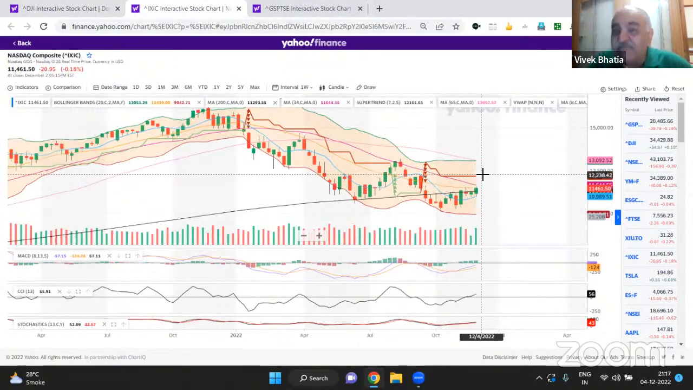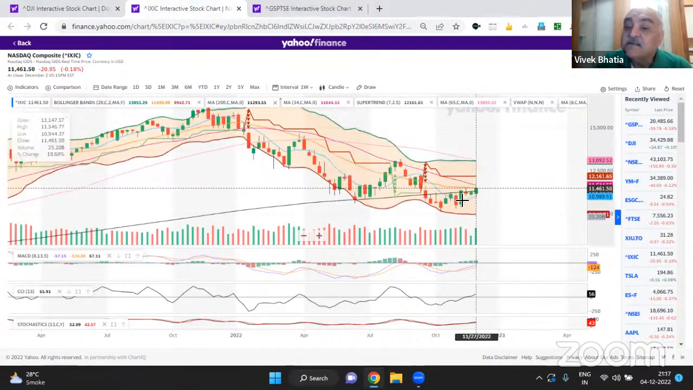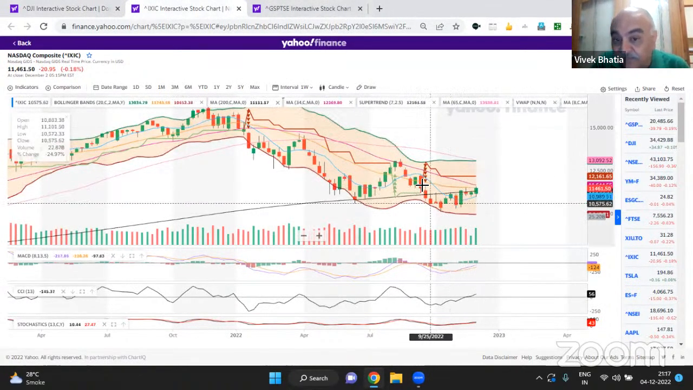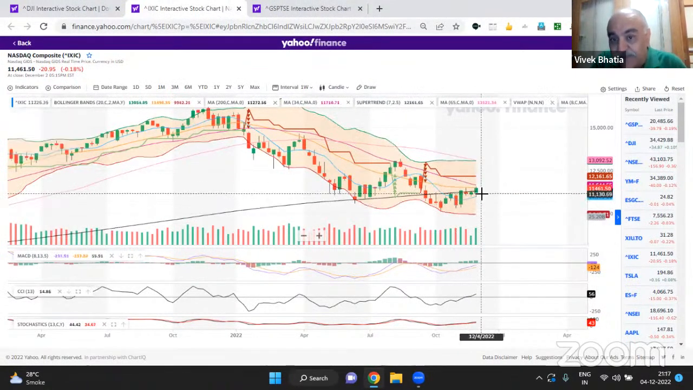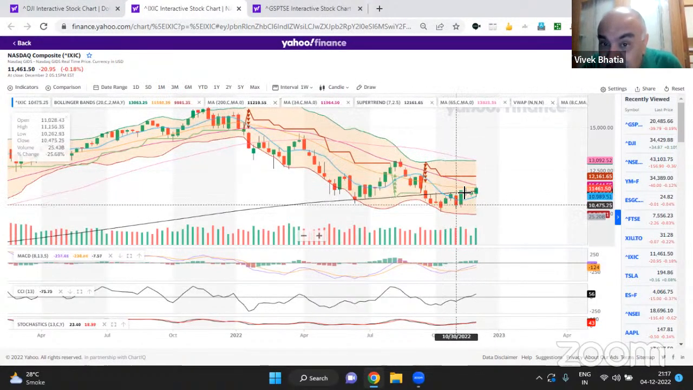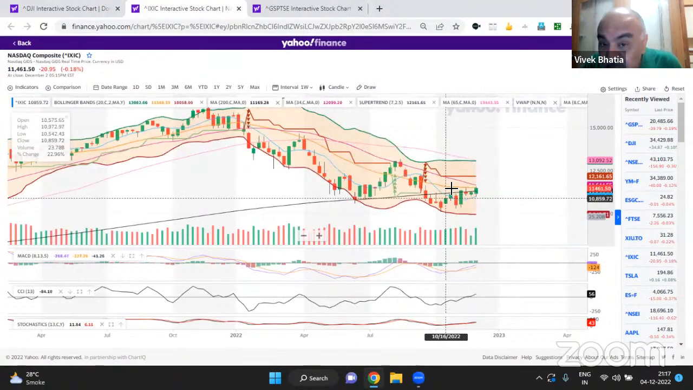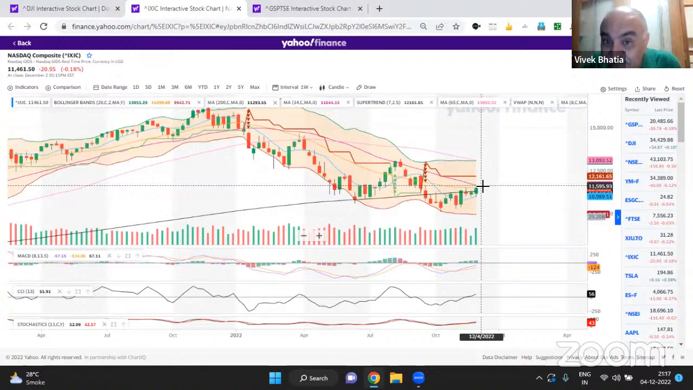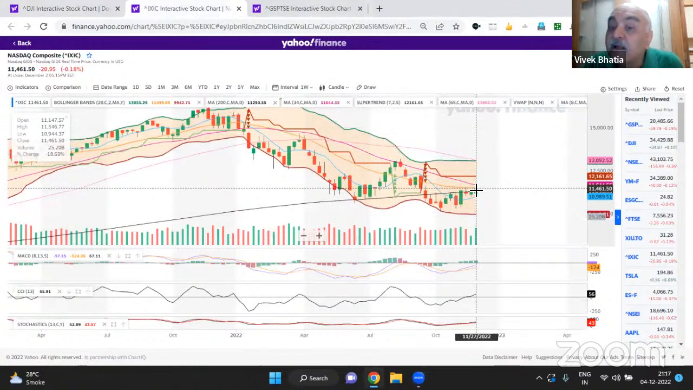But the support has been taken and the climb has started off. As you can see, the 8 moving average is about to cross the 200-day weekly moving average. So the strength has just started to come in. The 20 moving average has turned flat, 34 coming up and 65 on top. The 200-day moving average has been crossed over. You are now approximately 150 points above the 200-day moving average on a weekly chart for NASDAQ.